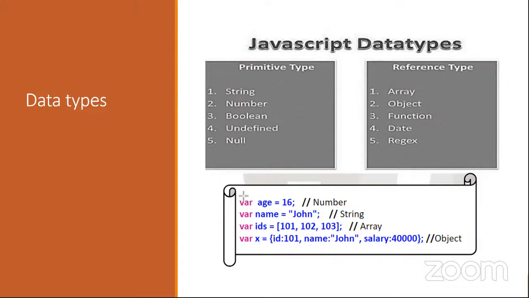So how do we declare and use these values or variables? With the help of the var keyword. Here you can observe we have assigned values directly to the declared variables like age, name, IDs. And this is an example of an array type.